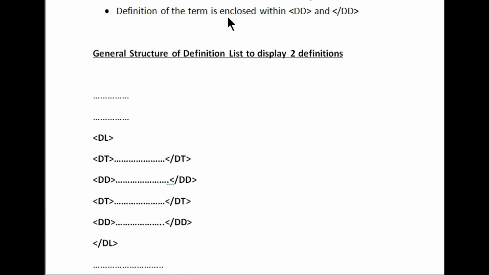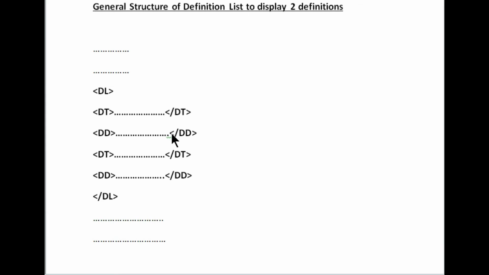Okay, so I have just given a general structure of the definition list to display 2 definitions. രണ്ട് definitions display ചെയ്യുന്ന ഒരു ചെറിയൊരു general structure ഞാൻ ഇവിടെ കൊടുത്തിട്ടുണ്ട്. See, first I have written the DL, next comes the DT, next comes the DD. ഇതോടുകൂടി ആദ്യത്തെ definition termന്റെ definition കഴിഞ്ഞു.